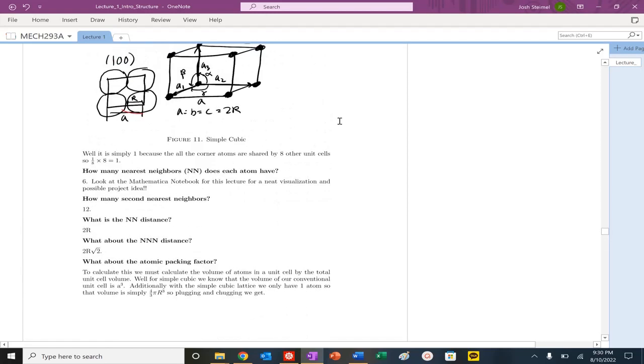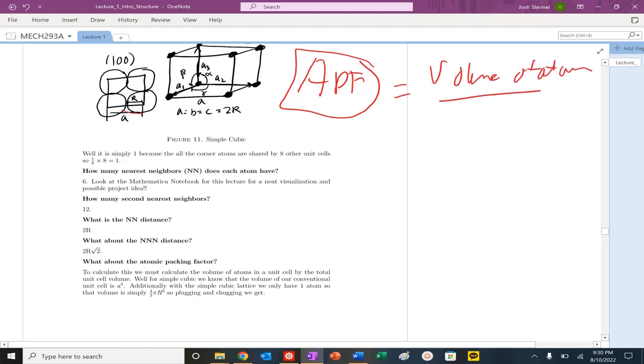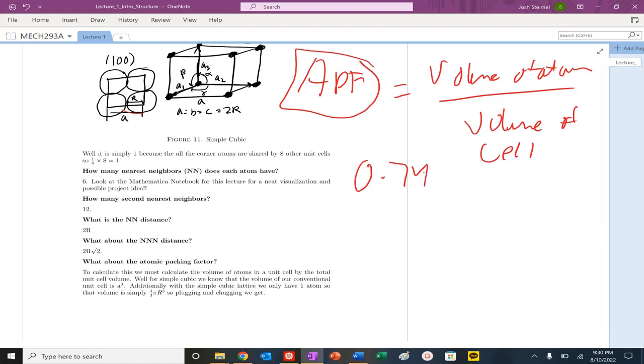What is the atomic packing factor of this cell? Atomic packing factor is incredibly important. It is just the ratio of the volume of atoms over the volume of the cell. If we have an atomic packing factor value of 0.74, that is the maximum theoretical, the most dense structure you can create when packing equal size spheres. That is our geometrical limit, that 0.74 value. So we can't go higher than that.